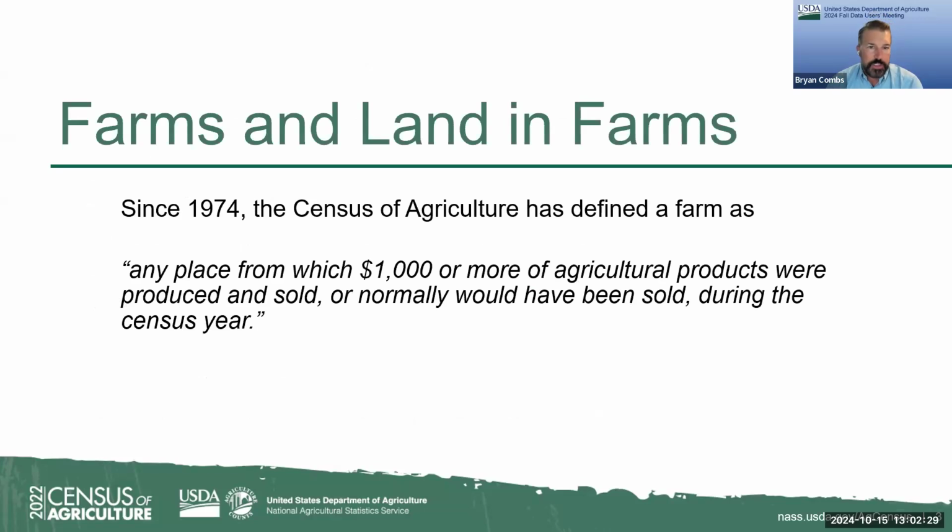As we walk through this presentation, it's important to keep in mind the definition of a farm. A farm is defined as any place from which $1,000 or more of agricultural products were produced and sold, or would have been sold during the census year. The current farm definition was established in 1974.